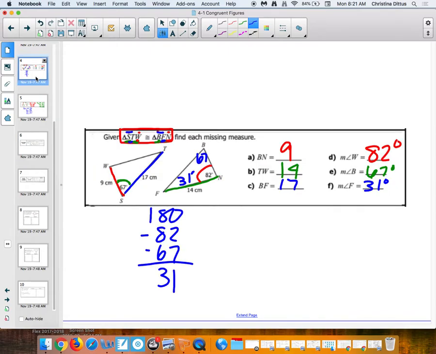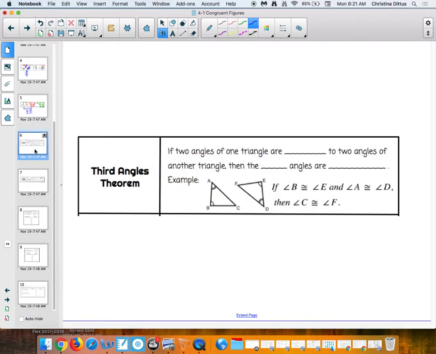What we noticed back here, if this angle that we found is 31, and we said it should match T, how big should T be? 31. So do you think it's always true that if I have two angles that match, my third angle always matches? No. It could.